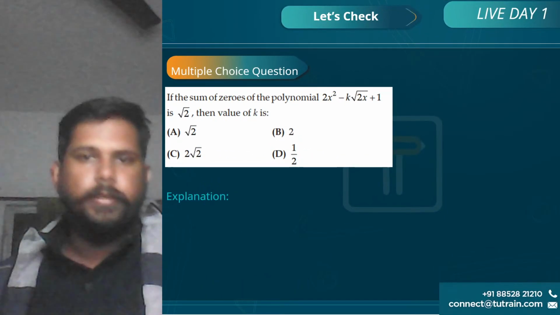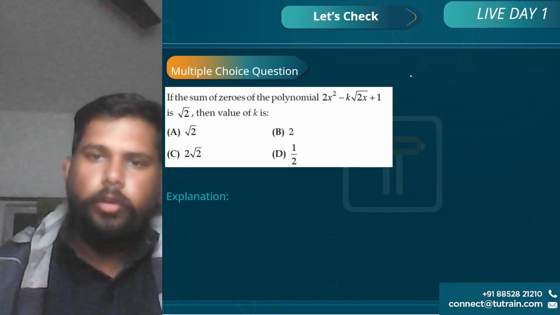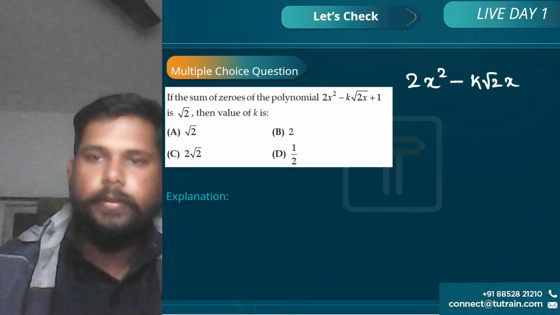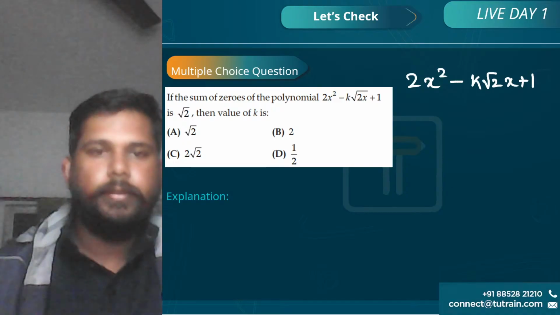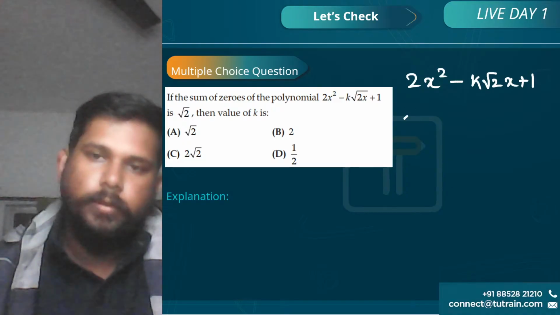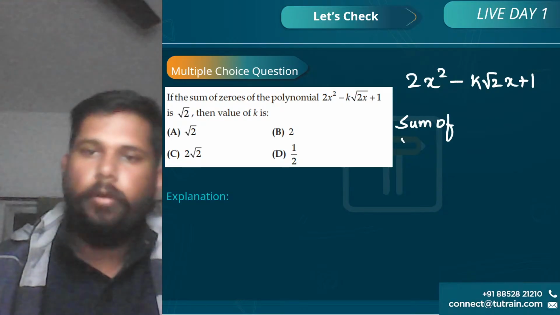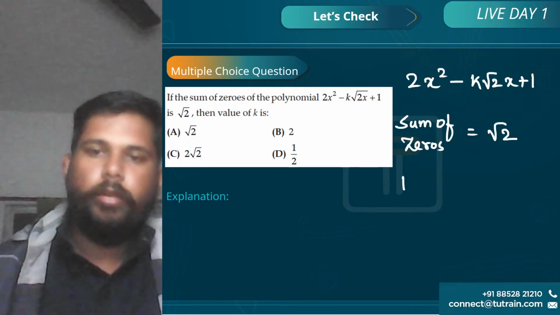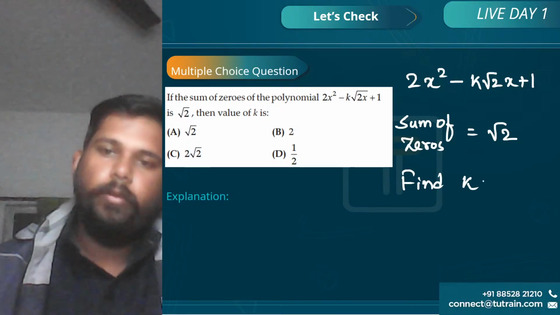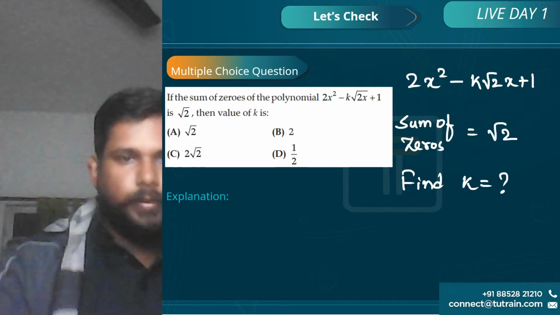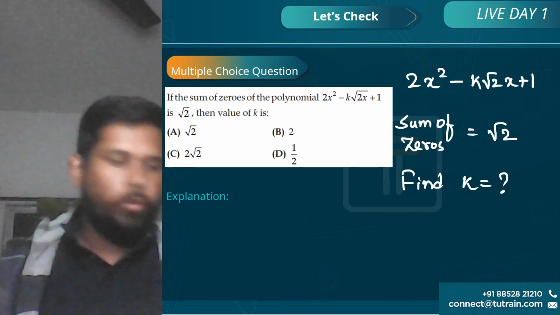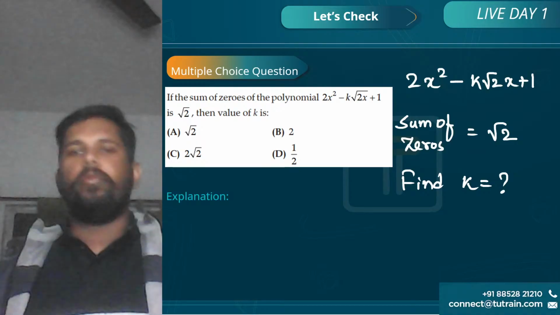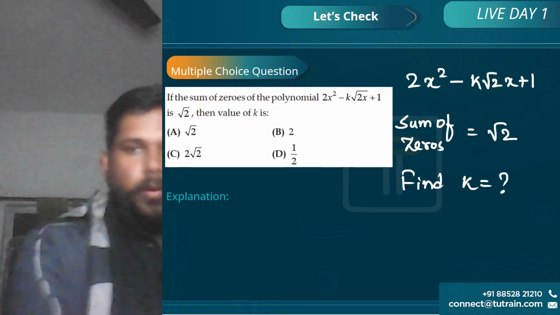If the sum of zeros of the polynomial, so the polynomial is this 2x square minus k root 2 x plus 1, is root 2. Sum of the zeros means here you are given sum of zeros is equal to square root 2. Then you need to find the value of k. And you have the options square root 2, 2, 2 root 2 and half. Let's see who can get the correct answers in the chat box.